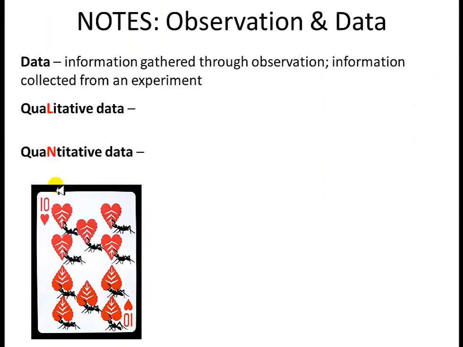Data is any information we gather through these observations. It deals with color, size, number, temperature. It can be lots of different things, but basically it's collected from an experiment. We have two different types of data.